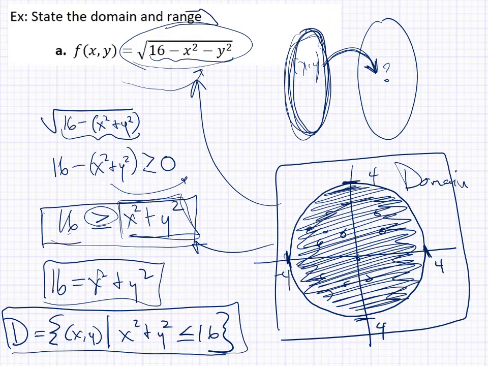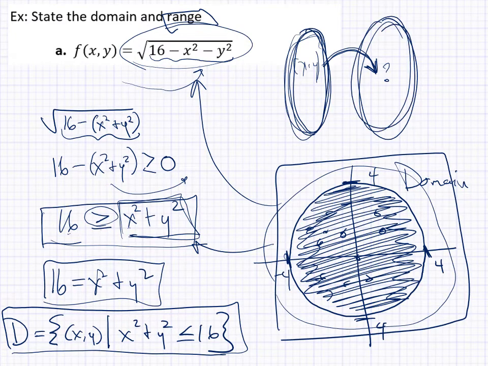Now the big question is, what about the range? What's the range for this function? Once I plug all these points in, what kind of answers am I going to get to come out? What's this going to be? So there's my domain. That's the domain there. What's the range going to be? Well, start to think about it.